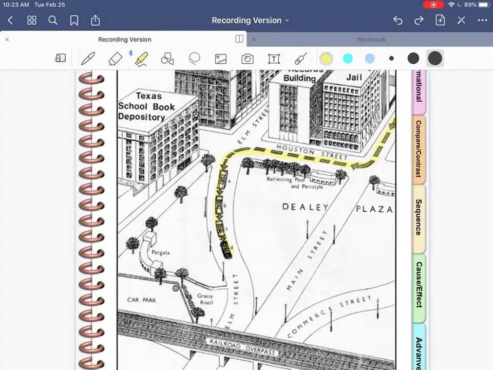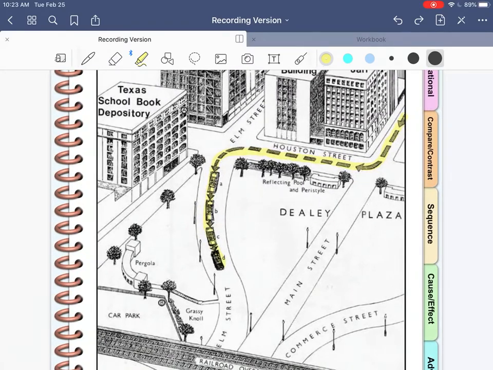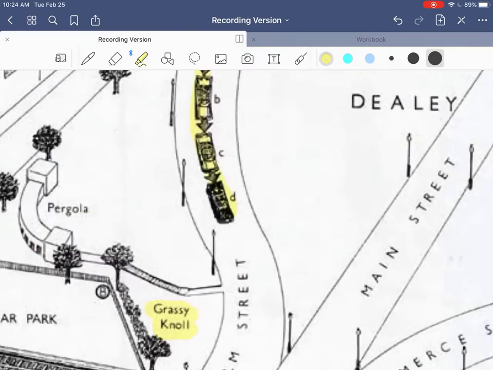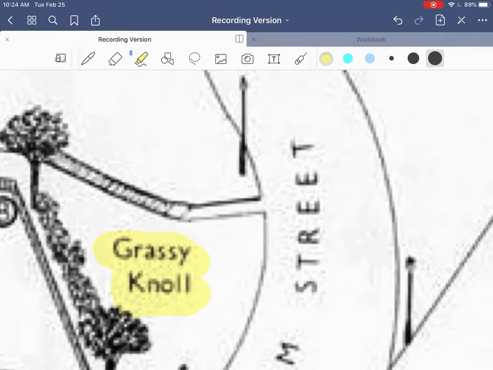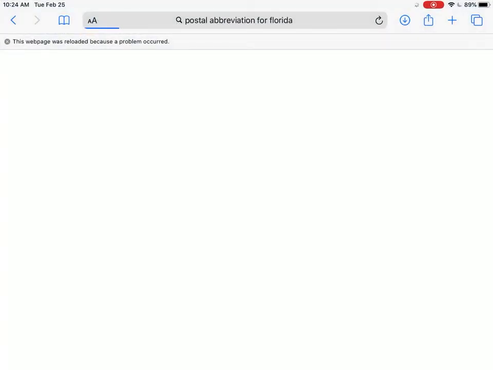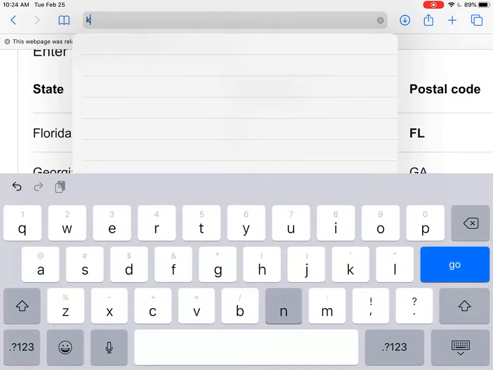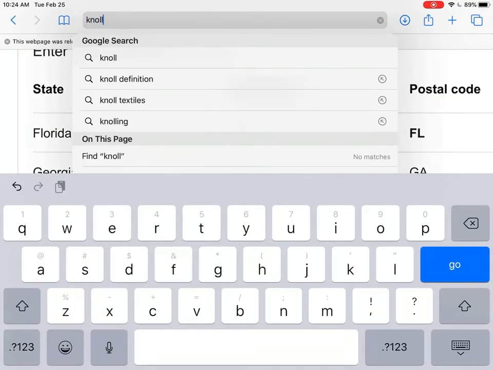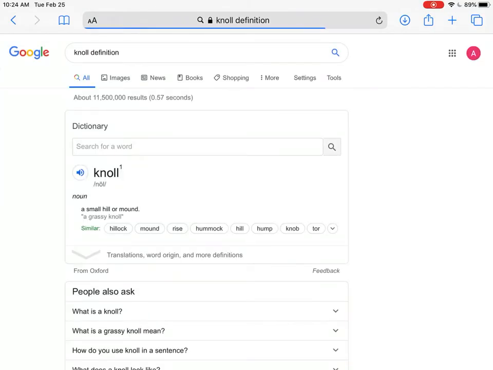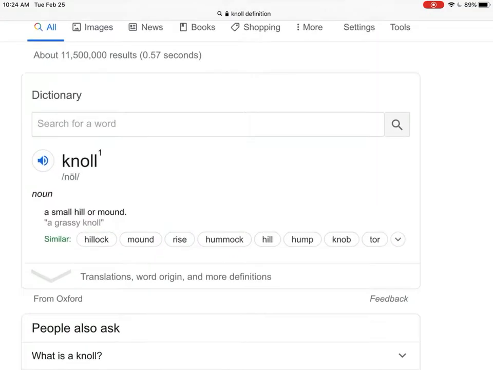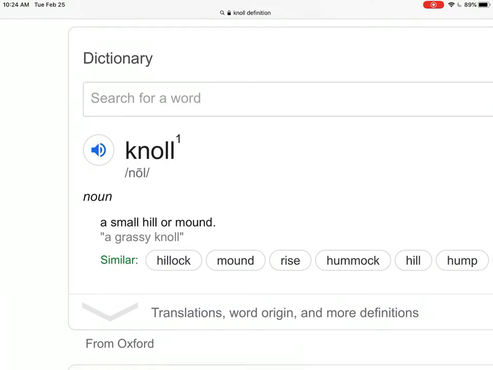There are some other names that I want to point out to you. This is sort of a park-like area. You hear a lot of discussion about the grassy knoll. So you may be thinking, what in the world is a knoll? So let's Google that. I want to give you some practice with Googling that to get the definition. So we just want to know what a knoll is. And here it tells us, a knoll is a small hill or mound.